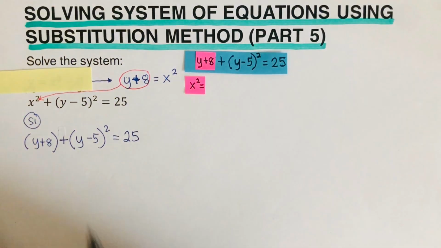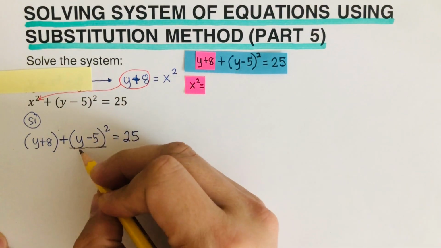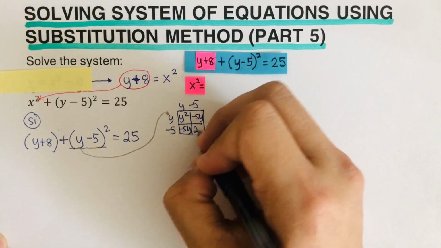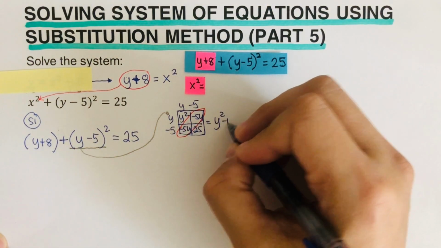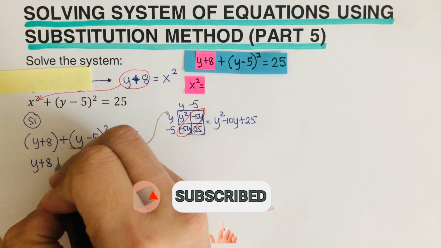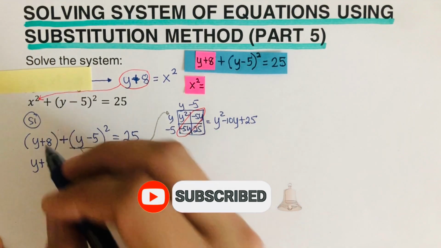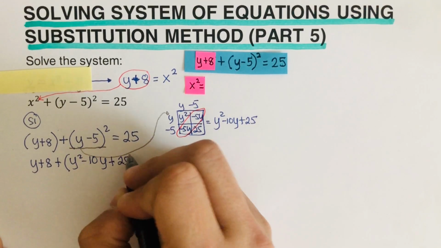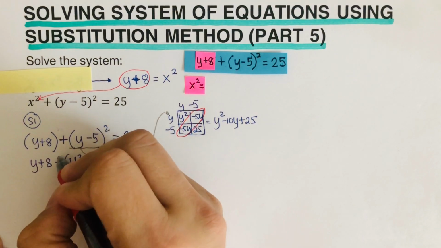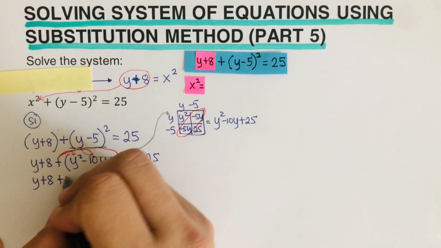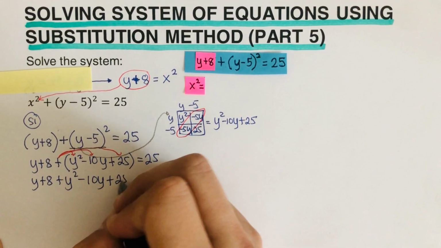Then I can use the area model to multiply this part right here, and I'm going to show the work up here. Okay, so what I did was I multiplied this y minus 5 twice. Then we can rewrite this as y plus 8 plus this whole thing multiplied, and that would come out as parentheses y squared minus 10y plus 25 is equal to 25. Then I will distribute the plus right here to each of the terms inside the parentheses. So this would come out to y plus 8 plus y squared minus 10y plus 25 equals 25.